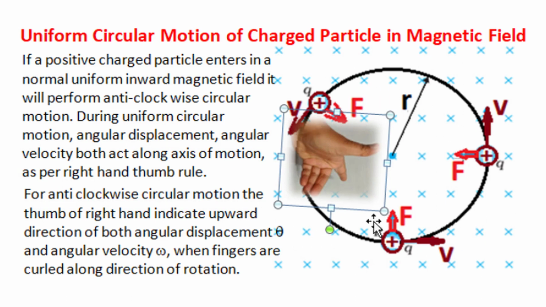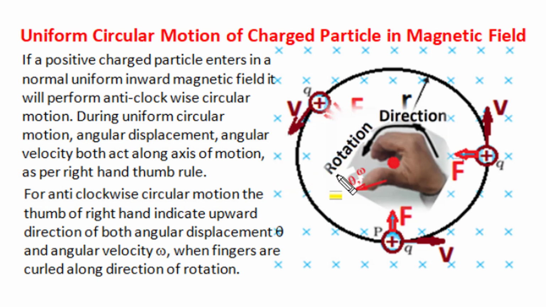During this uniform circular motion, both angular velocity of the particle and angular displacement remain along the axis of this circular motion, and the axial direction of angular displacement and angular velocity is given by the thumb of the right hand, perpendicular to this plane of rotation, when the fingers of the right hand are curled along the direction of rotation of the particle.